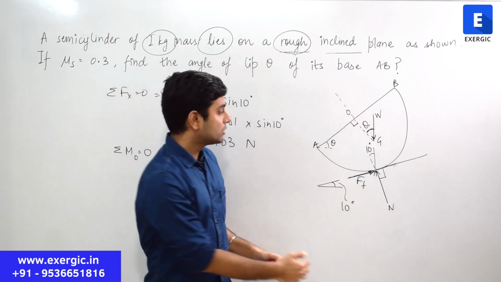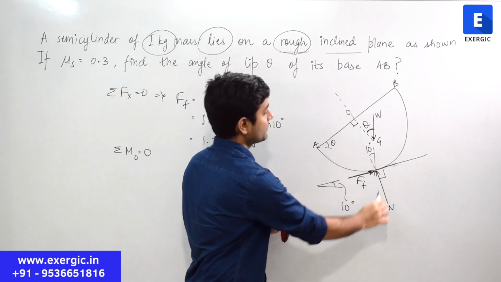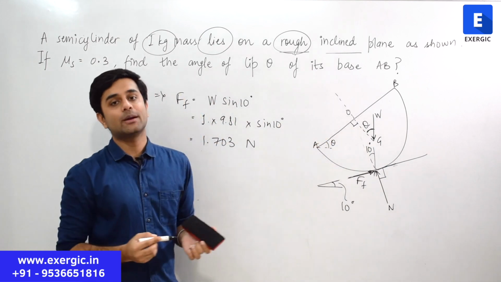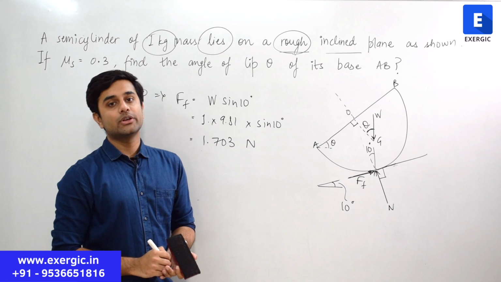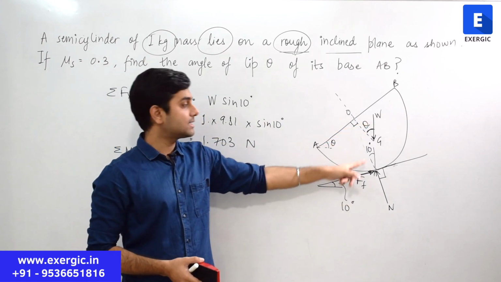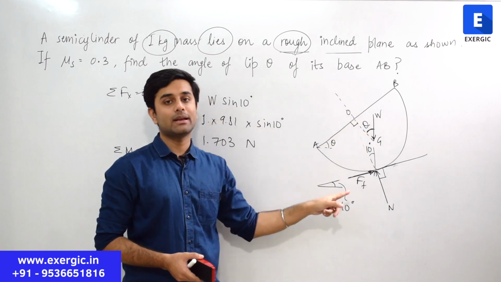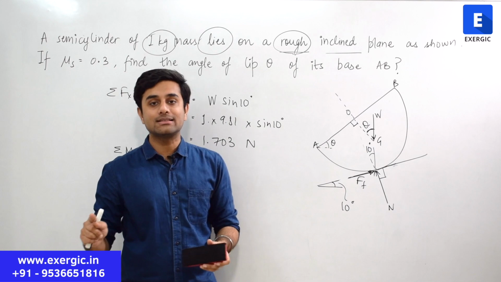From point O, the normal reaction is going to pass, right? If you extend it like this, the normal reaction passes from that point only. So that normal reaction will become 0. Only F and weight, force of friction and weight, these two forces will be present. And for static equilibrium, both of them have to balance each other.